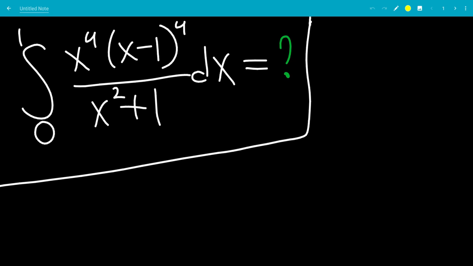Okay, this integral is pretty special, but we'll get there later. So this looks really hard because we have x squared plus 1 in the denominator. In the numerator, we have (x minus 1) all raised to the fourth. So let's look at that: (x minus 1) all raised to the fourth.